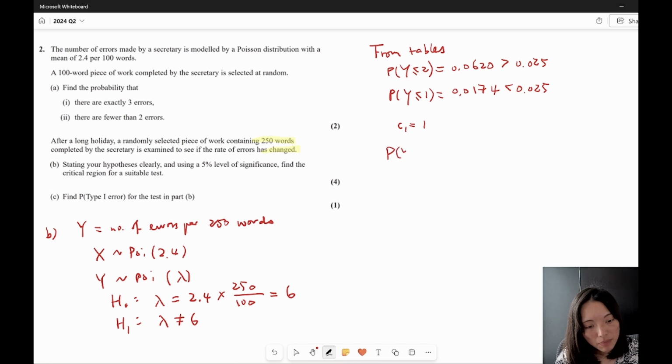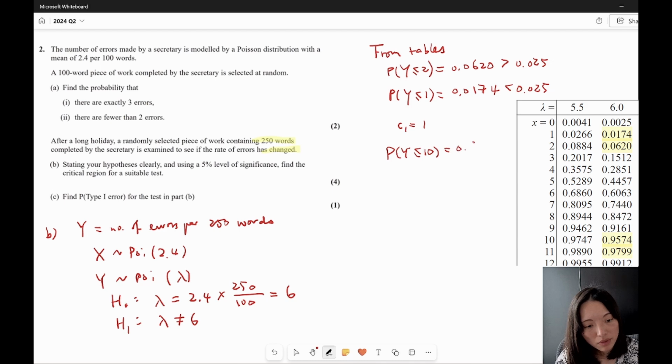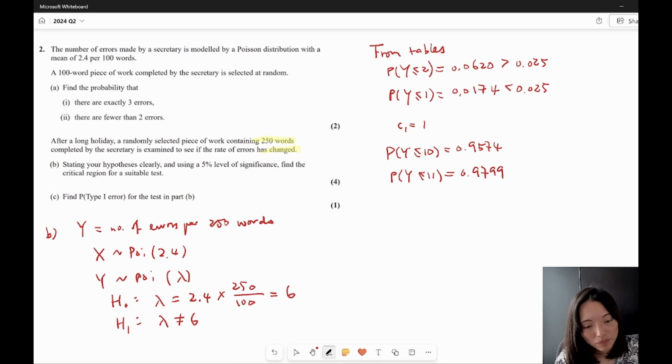At the other end of the table, P(Y less than or equal to 10) equals 0.9574. P(Y less than or equal to 11) equals 0.9799. Therefore, we know that 1 minus 0.9574 equals 0.0426. And this is actually the same as the probability of Y being greater than or equal to 11.